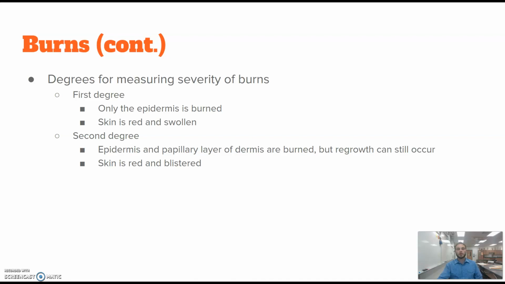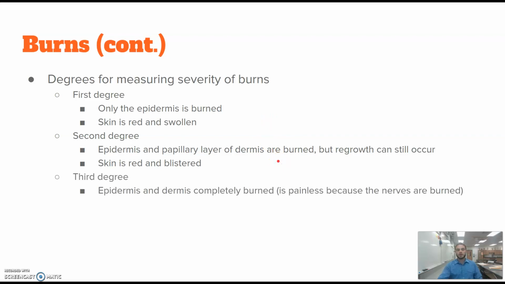Remember from an earlier lecture I talked about how blisters form if you separate the dermis from the epidermis, and some of the fluid that ends up forming in there is what oozes out whenever you pop a blister. So if you have a second degree burn, it is so bad that dermis and epidermis have begun separating from all the heat pockets building up, and that's going to cause your skin to be red and blistered.